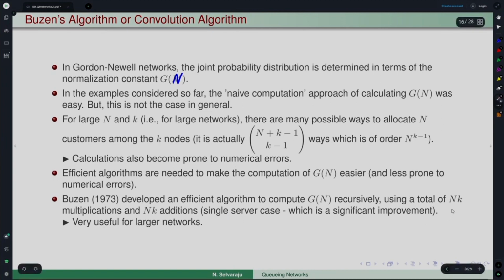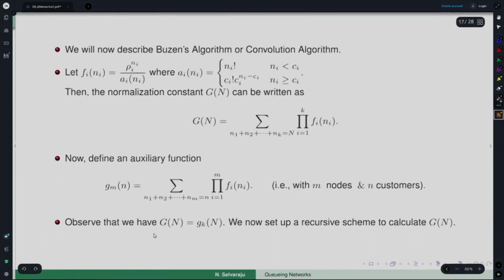In a single server case, you can easily see that it is performing nk multiplications and nk additions. So, you can see how much improvement that can make. Again, we stress that it is very useful for larger values. For smaller networks, smaller values of n and k, we have seen that it can be done very easily, it is not very complex, but for a large network this is. So, what this algorithm is, that is what we will see, how we can compute this g of n.